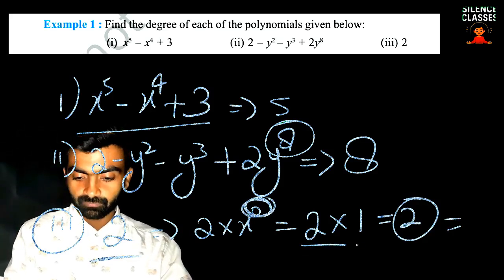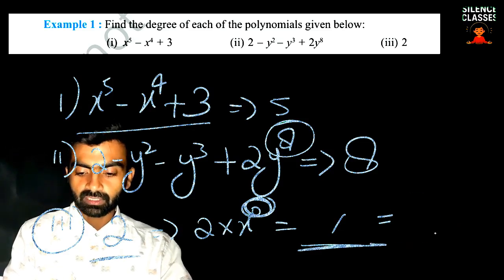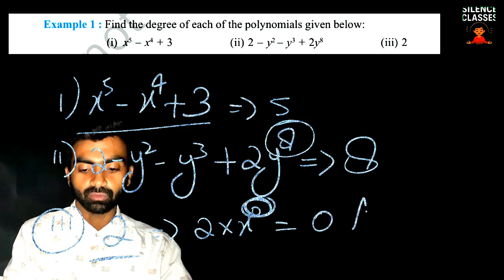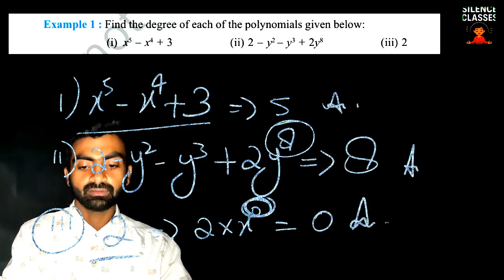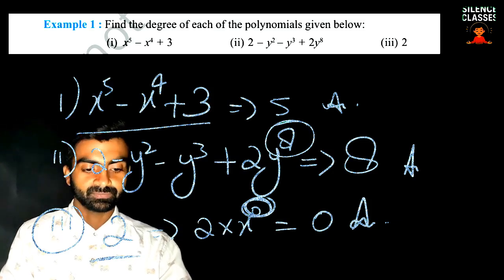So I have explained this one. How do we get 2? Okay, so I will remove it. The highest power is 0, and this is the answer. I hope you guys understood. Now let's move to the next question.